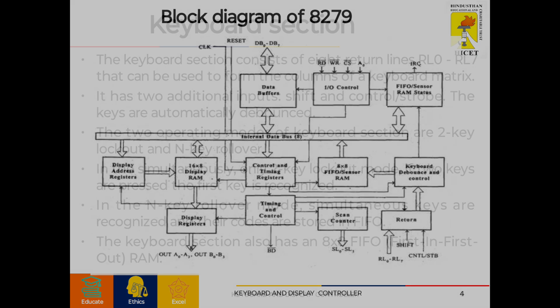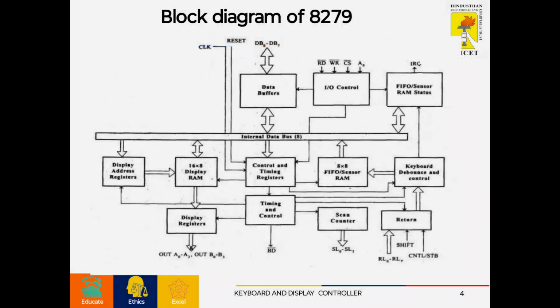Next one is the scan section. The scan section has a scan counter and 4 scan lines, SL0 to SL3. In the scan section, there are two modes: one is decoded scan mode, and the other is encoded scan mode. In the decoded scan mode, the output of the scan lines will be similar to a 2x4 decoder. In the encoded scan mode, the output of the scan lines will be a binary count.